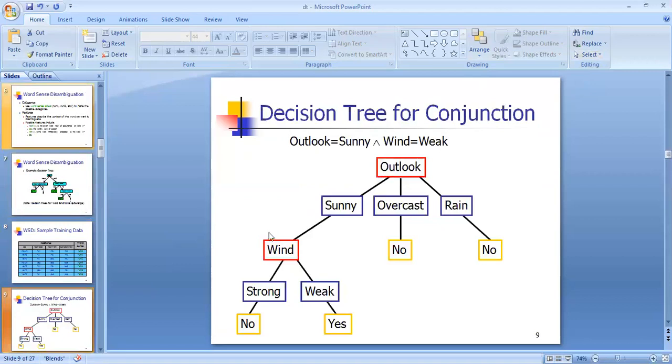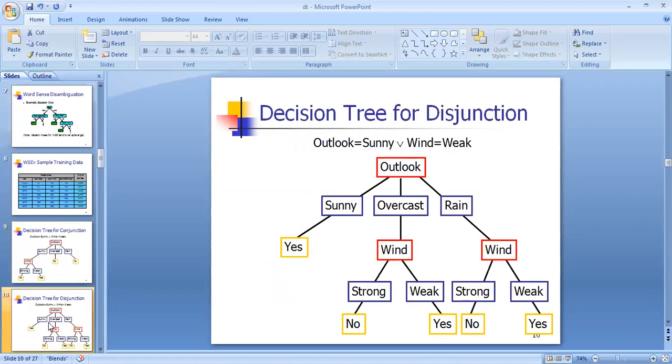If it is sunny, then apart from humidity, you can go for wind also. If the wind is too strong, you can't play tennis on the tennis court. If it is weak, you can play, yes. When it is overcast, no. When it is rain, no. So when the outlook is sunny and wind is weak, what is the result? It is no. Okay.